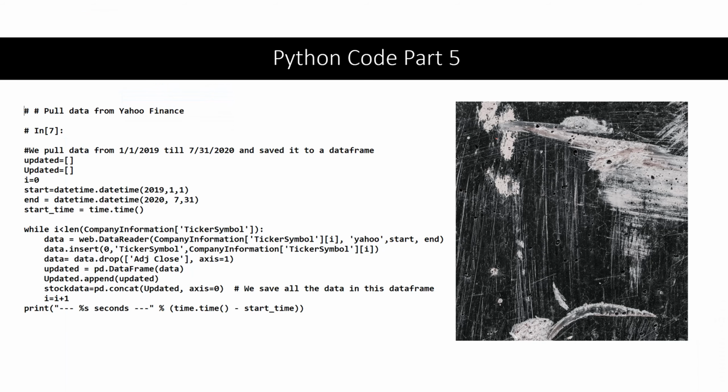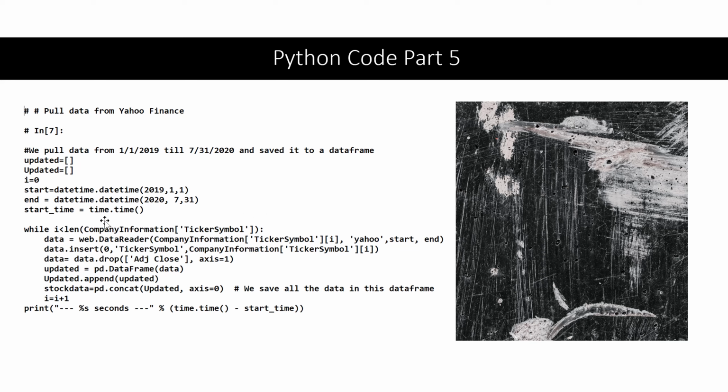In this next section of code, we start pulling the data from the website Yahoo Finance. So in this particular example, we get data from January 1st, 2019 to July 31st, 2020. We did that here by setting the variable start equal to that January 1st, 2019, and we set end equal to the July 31st, 2020.